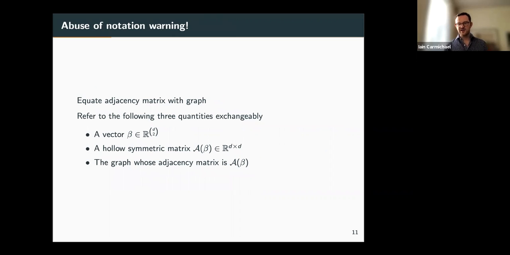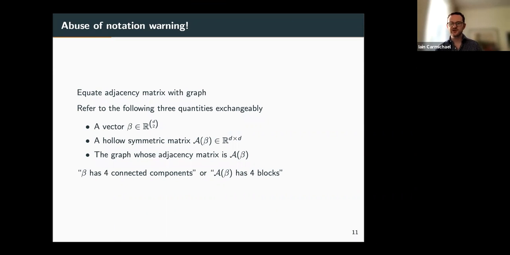So I should just state an abuse of notation explicitly. I'm going to equate adjacency matrices with graphs. So I'll talk about matrices having connected components. And I'll refer to the following 3 quantities interchangeably sometimes: our vector beta of upper triangular elements, or its corresponding hollow symmetric matrix, or its corresponding graph. So I might say beta has 4 connected components, or its adjacency matrix has 4 blocks.